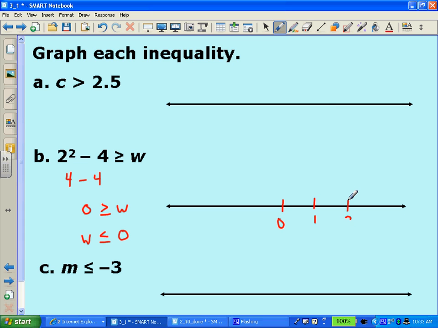So let's put 0, 1, 2, and by the way, when you make number lines, I want at least 5 numbers on them. 5 is the minimum. You can put more, but don't put less. So I have a closed circle because it's less than or equal to. And then it's less than, so that has to go to the left. Okay, so when you see one that's written like this, with the variable on the opposite side, flip it and flip your sign. Okay?